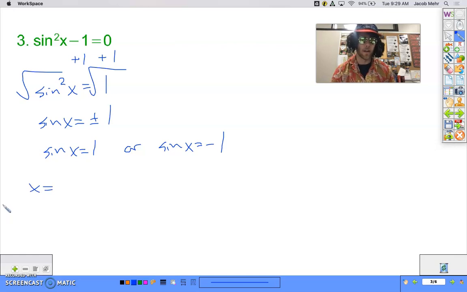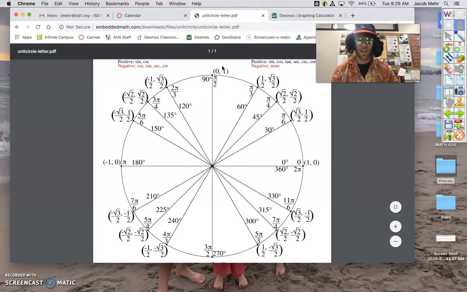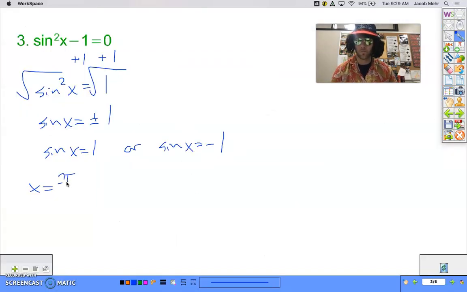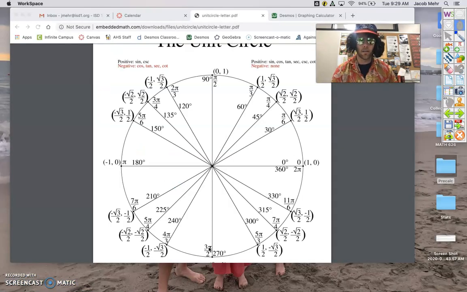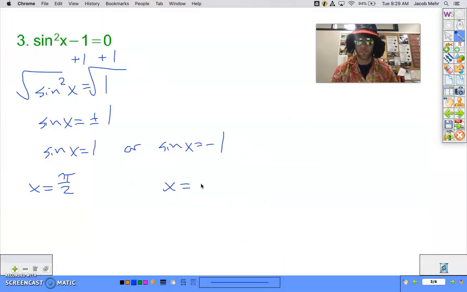Where does the sine of x equal 1? Let's go back to our unit circle. That happens only at pi over 2. Where does the sine of x equal -1? That only happens at 3 pi over 2. I guess that's off the screen there a little bit. There we go. There's our -1. 3 pi over 2.